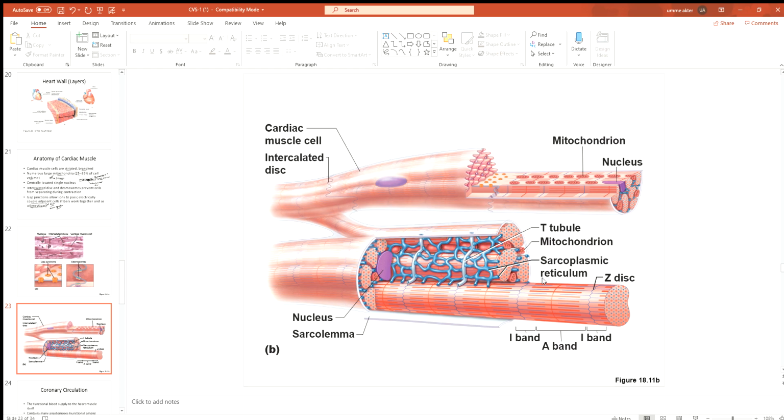You see plenty of mitochondria inside the fiber, and around the muscle fiber you have sarcoplasmic reticulum. Just know that sarcoplasmic reticulum is filled with calcium.